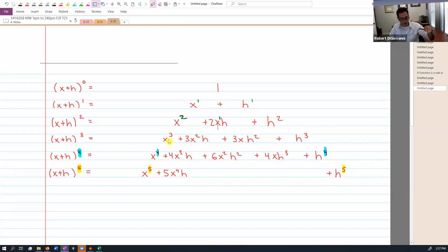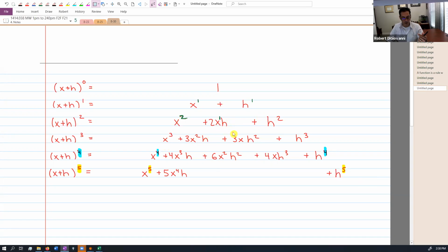So the power on x's, look at all of these. The power on x's keeps coming down. Cubed, squared, x, gone. Fourth, third, second, first, gone, right? So fifth, fourth, what? Talking about just the x's. Fifth, fourth, third, second, first, gone is what should happen, right? What about the powers on the h's? Do y'all see what's happening with the powers on the h's?